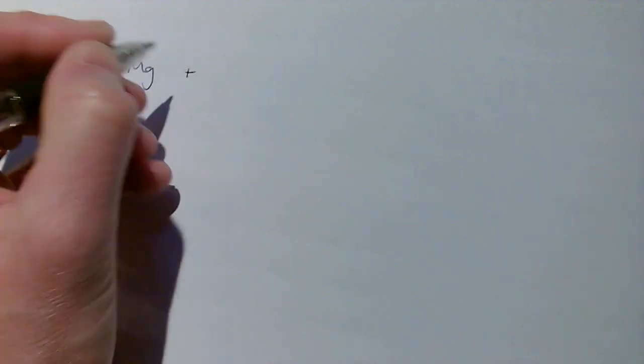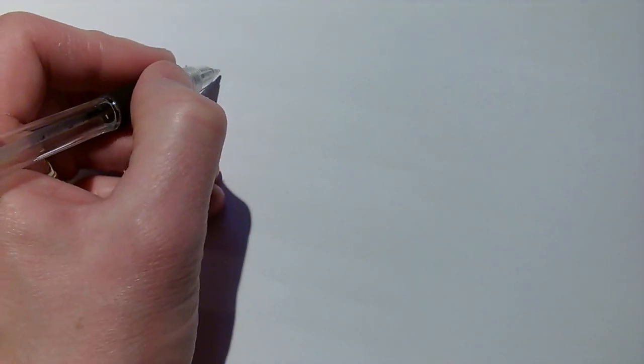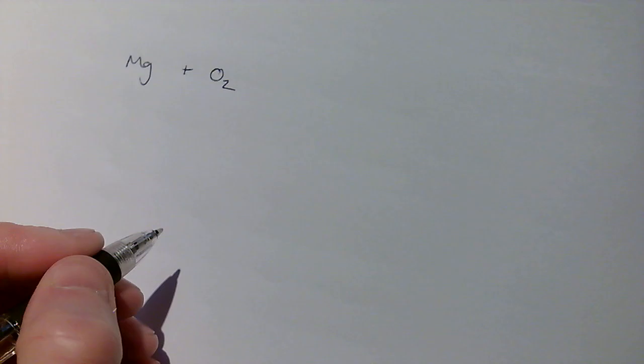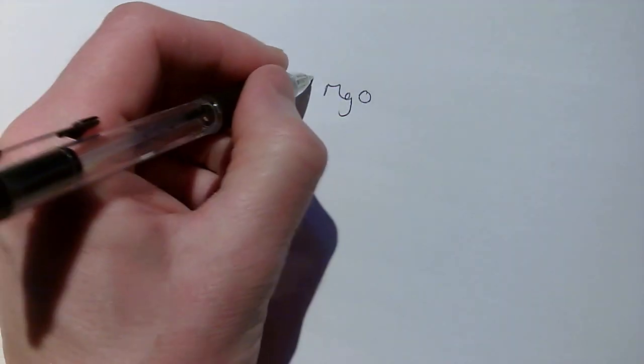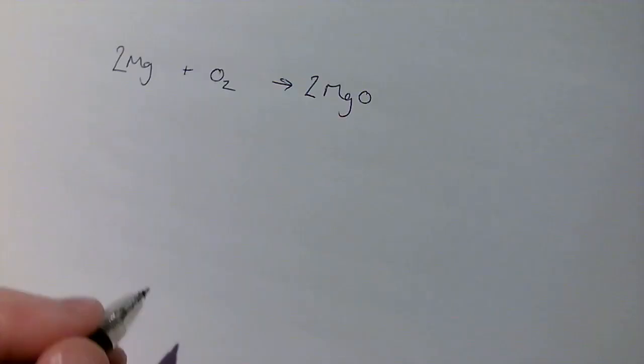Right, next job then, if we have a look at an equation and then work our way through this. The equation I'm going to choose today is quite a nice simple one, and it's one that you've seen before from GCSE. If I take some magnesium, react that with some diatomic oxygen, O2, they will react together and make magnesium oxide. I need to balance it, a 2 there and a 2 there.